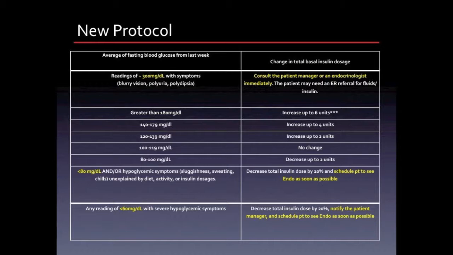You can also check the chart to see how your patient has responded to dose changes in the past, or ask the patient. Some people are more sensitive to insulin than others and require slower dose adjustment. One change from our previous protocol is that we are now actively reducing the insulin dosage for patients with averages from 80 to 100 mg per deciliter.